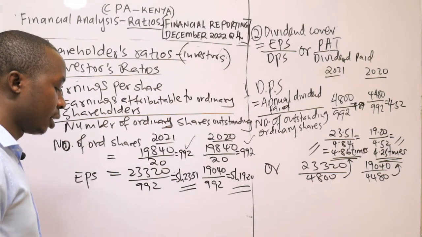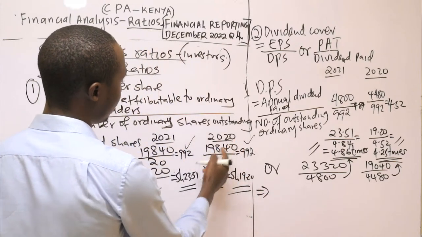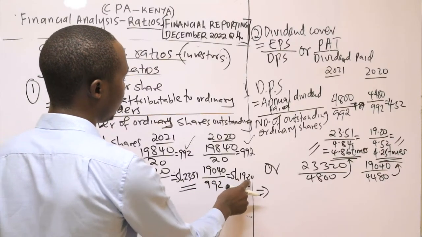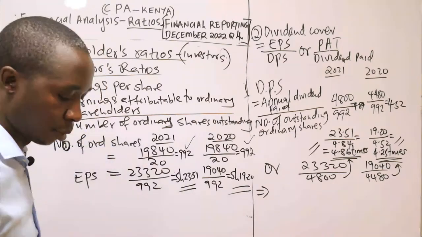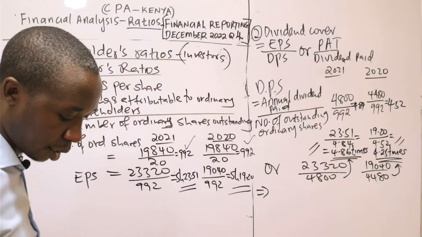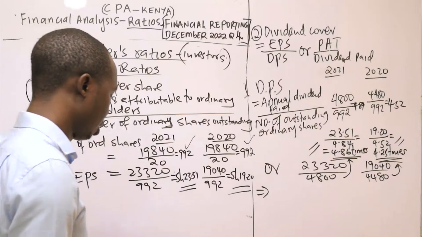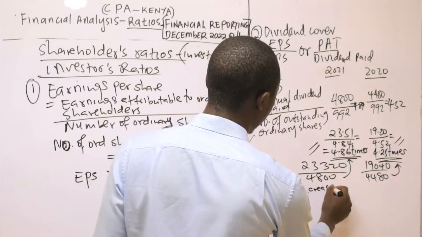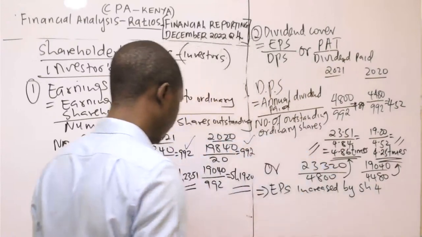For the EPS, it has increased from 2020 to 2021, from 19.20 shillings to 23.51. So that is an increase of how many shillings? 23.51 minus 19.20, so by about 4 shillings. So you can say EPS increased by shillings 4.